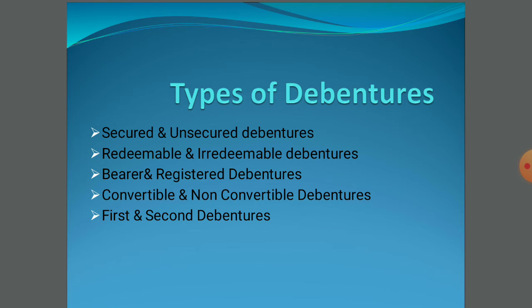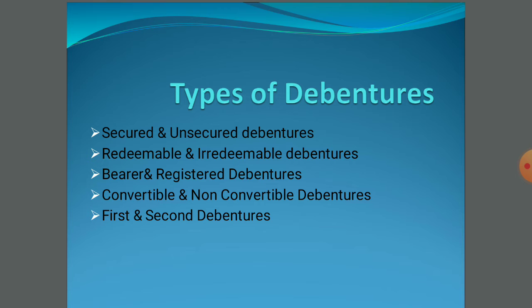Next are convertible and non-convertible debentures. Convertible debentures are those which have an option to convert the debentures into equity, but non-convertible debentures don't have any option to convert into equity shares.